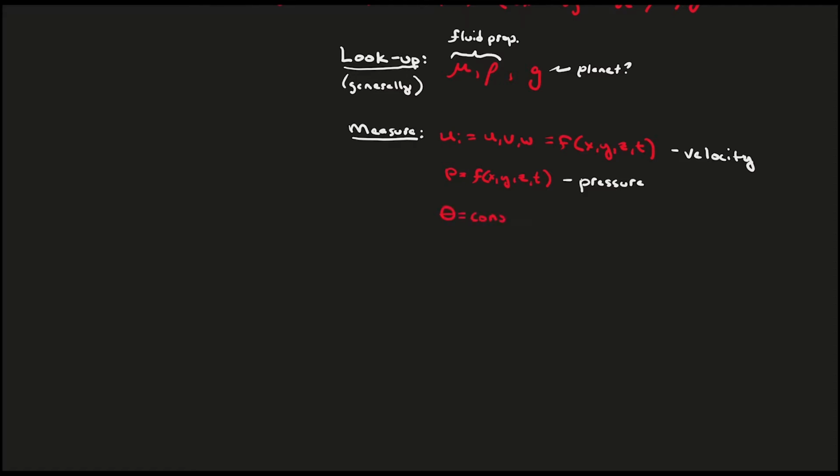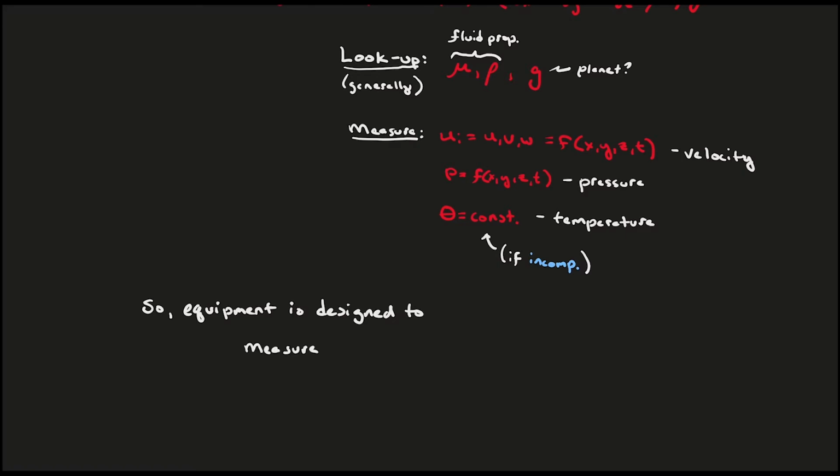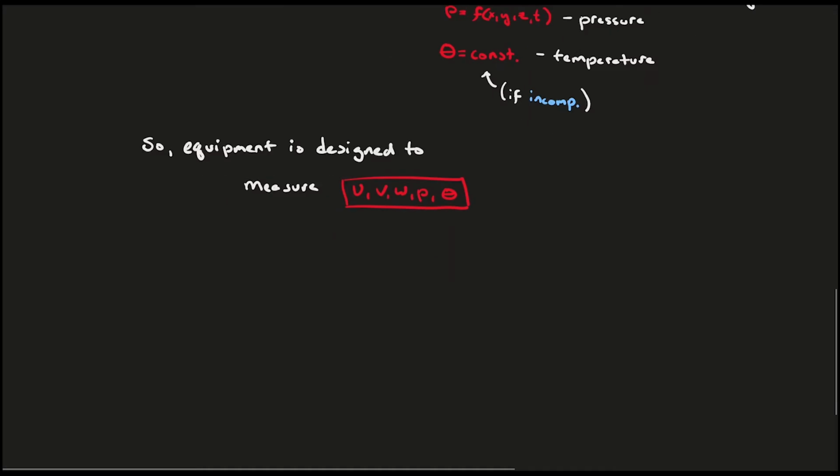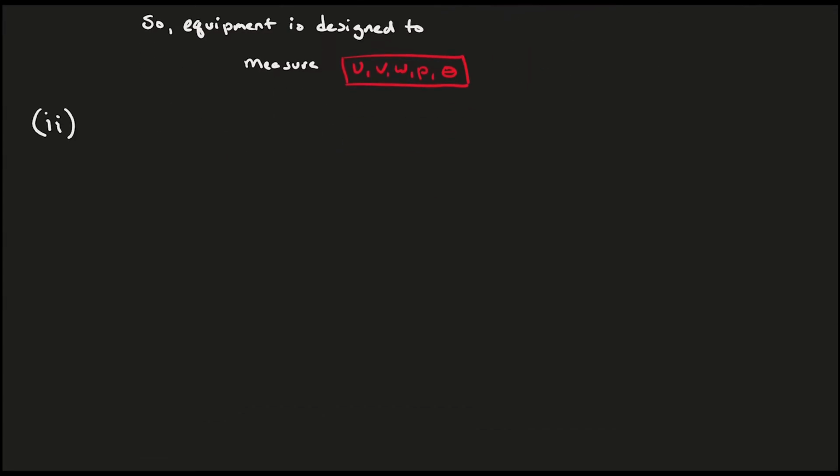The temperature is also something that needs to be measured, though in most cases, like incompressible flow, we consider it constant and it just needs a single measurement in space and time. So, we need equipment designed to measure velocity, pressure, and temperature in space and time. Before we talk about the measurement equipment though, we need to better understand what limitations it may have. Understanding the limitations helps us decide what we need.